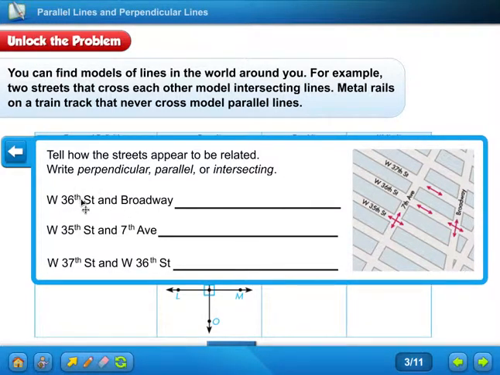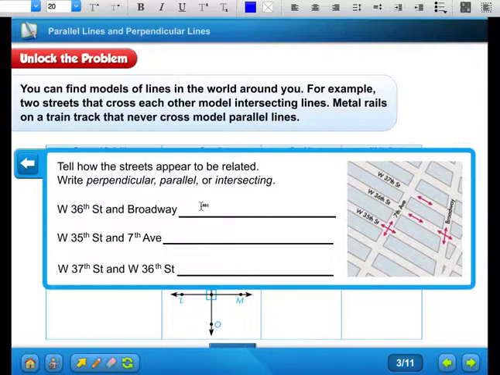We have 36th Street and Broadway. West 36th Street right here, and Broadway is right here. What does that street do right there? Do you know what that does? If you said intersecting, you are correct. Intersecting, perfect. Let's try the next one.